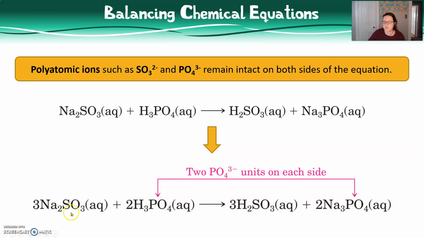And same thing goes for the sulfite polyatomic ion here. We have 3 of those with each of these. So no need to count up the oxygens, just notice how many of each polyatomic ion you have on both sides.